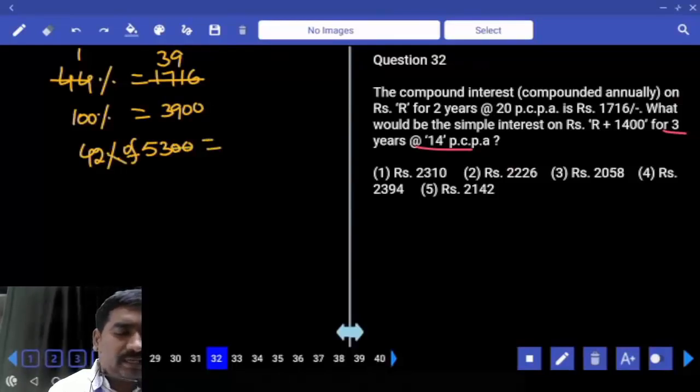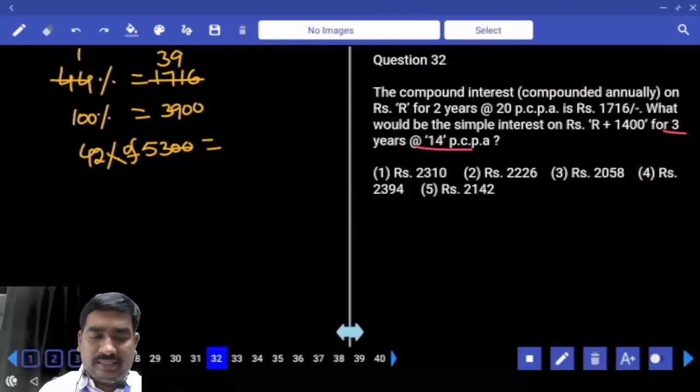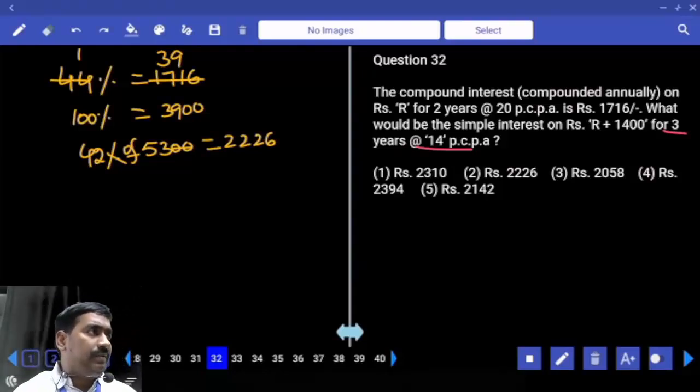Answer ends with 6, so it is the second option. 2226 is your answer.